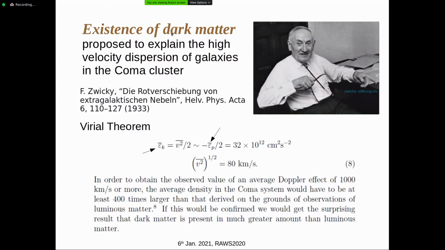And if you put together, now we are seeing only galaxies there. So what one would assume is that the mass in this system is likely to be just the sum of the masses of these galaxies that are visible.